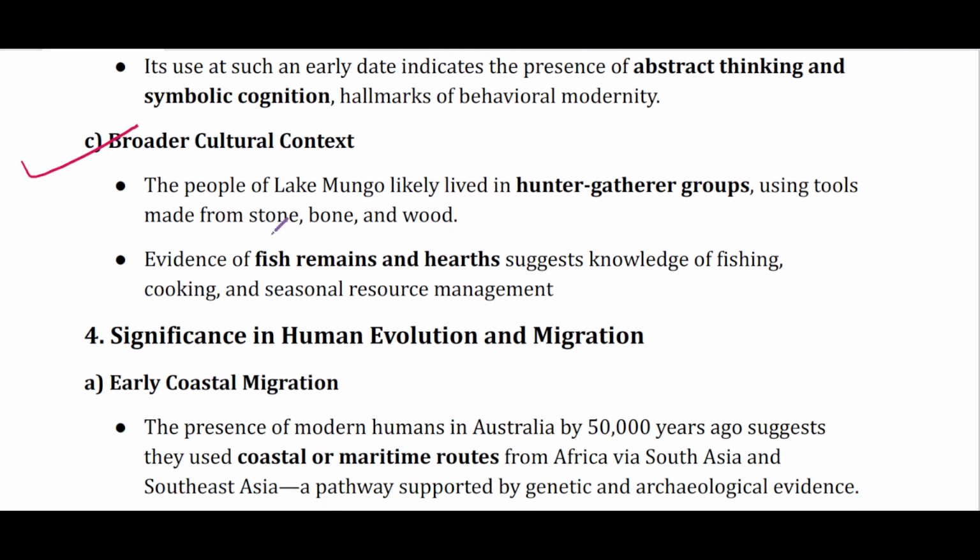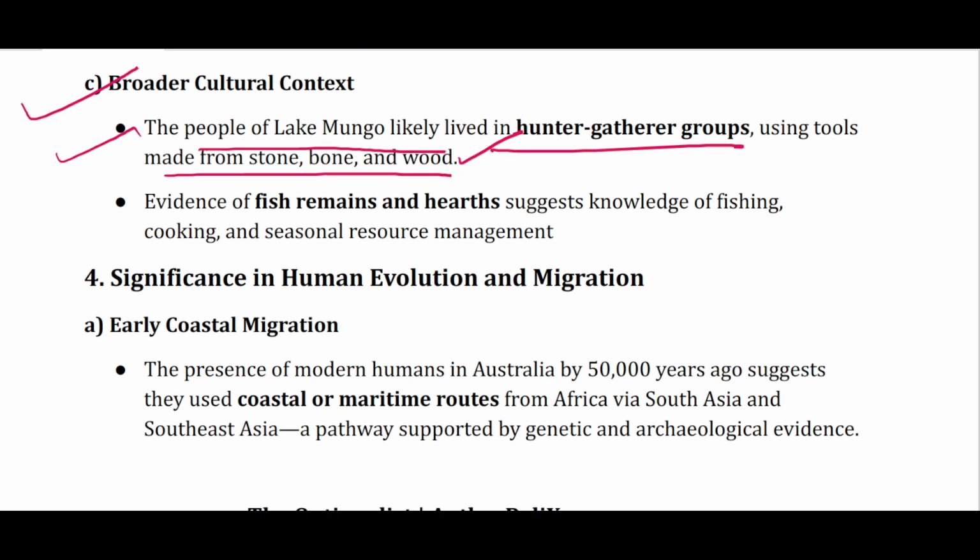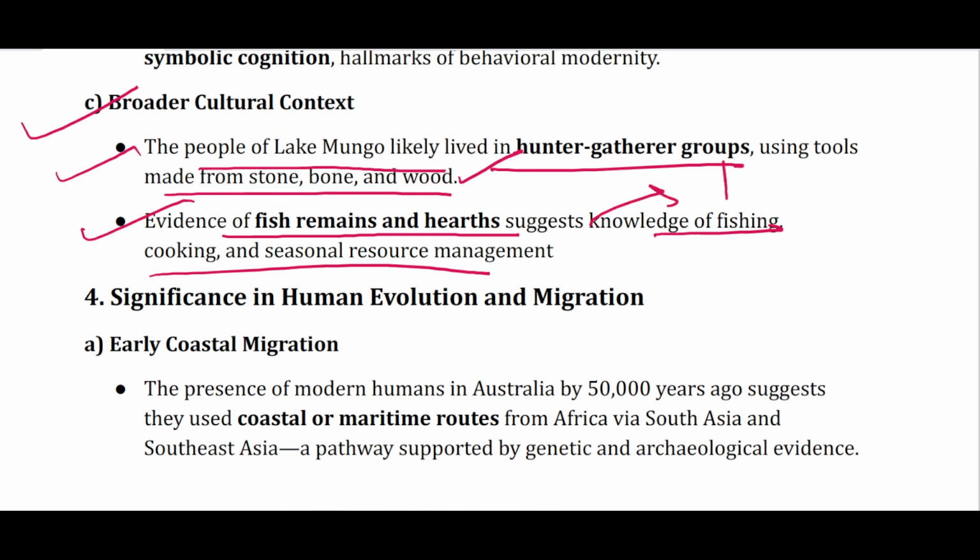Then the broader cultural context. So the people of Lake Mungo likely lived in hunter-gatherer groups with tools that coincide with those of the Upper Paleolithic period, like stone, bones, wood, antler. Fish remains and herds' evidence also exists, which suggests knowledge of fishing, cooking, seasonal resource management. कुल मिला के लोकल ज्योग्राफी की उनको अच्छी knowledge है.